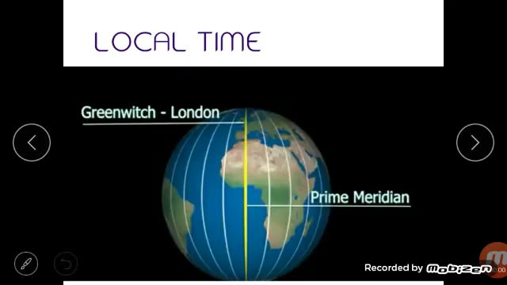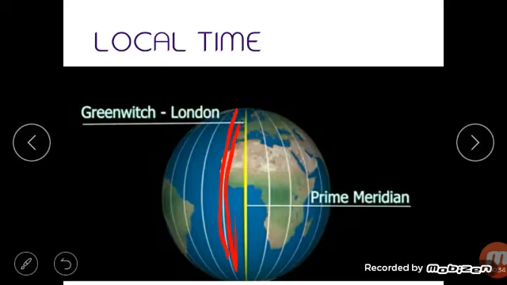Now you have to learn about the local time. As I have told you, there is a direct relation between the longitude and the time of a place. The time determined according to the longitude of a place is called the local time of that place. All places on the same longitude have the same local time.